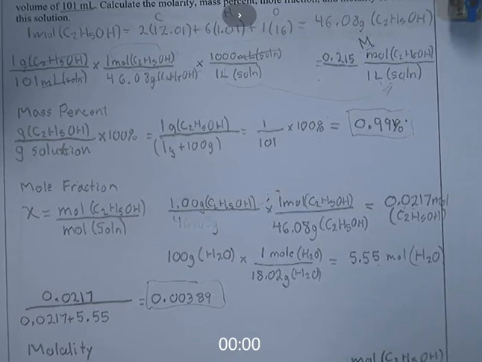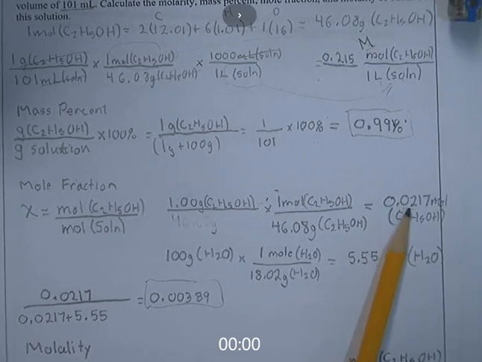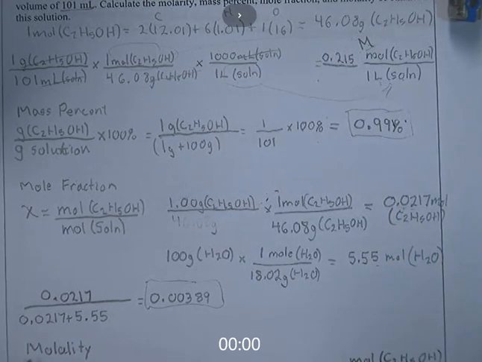Okay? So first thing we want to do is, how many moles of C2H5OH do we have? Well, we already know. We figured it out up here. It's 0.0217. So already I know the numerator of my answer. Okay? So it's going to be 0.0217 mole of ethanol.